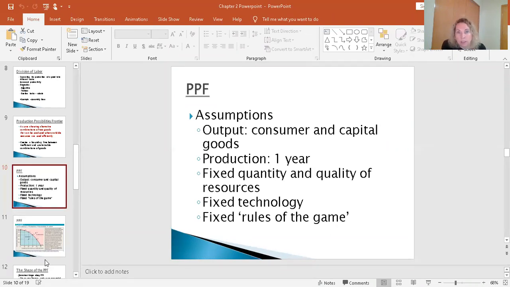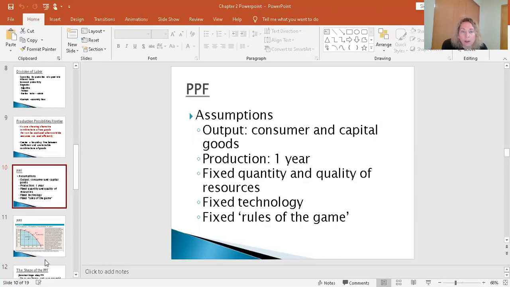The other thing we always have to do when we graph information, or even collect information, is choose a period of time. And in a lot of cases, when we're talking about economies as a whole, we do choose a one-year period of time. And so in this case, that's the assumption that we make. We're tracking information for a one-year period of time.